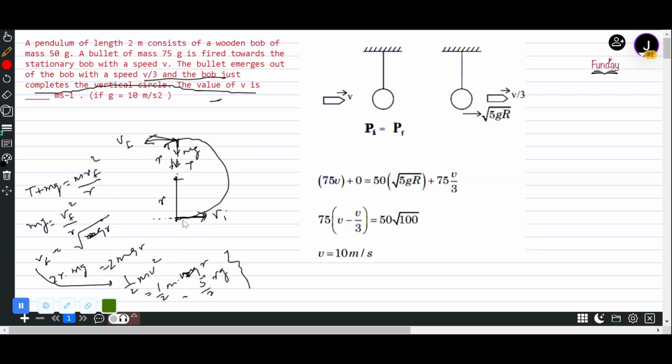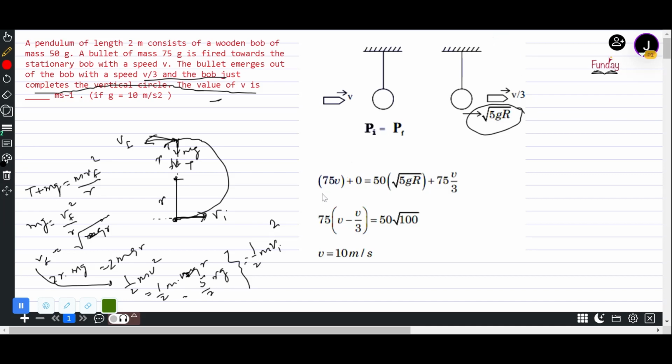So presuming that this is being provided by the kinetic energy when it is at the lowest position, I mean in the equilibrium position, this has to equal half m v initial square, right? So that concept I have taken. I have used this ready image which says that at this point, this speed has to be root 5 gr for the bob to complete the full circle.